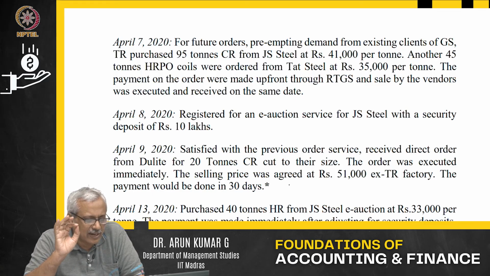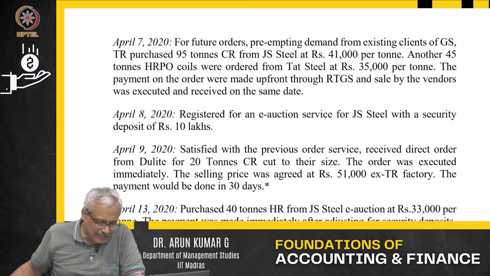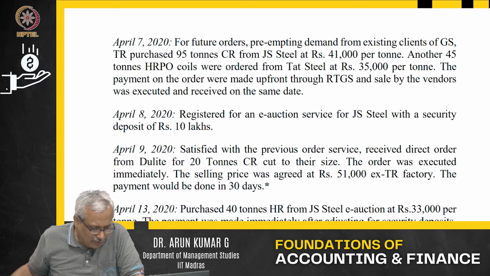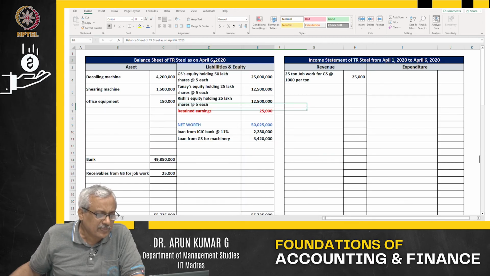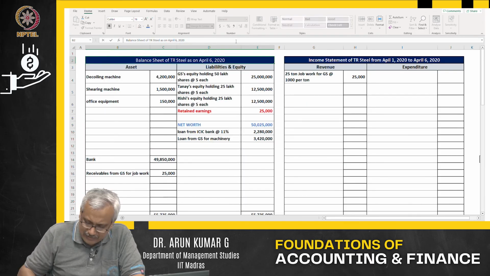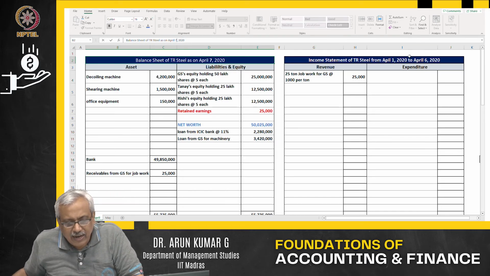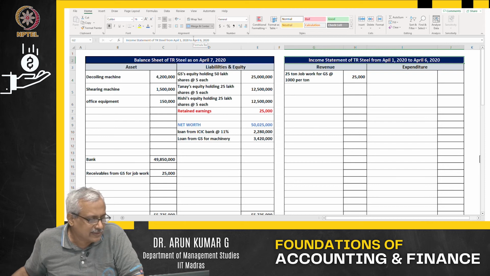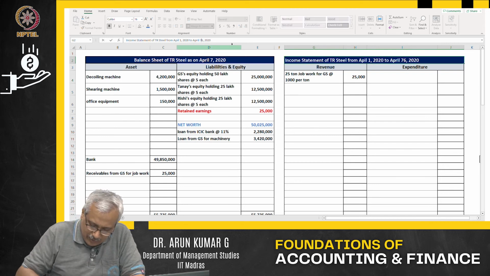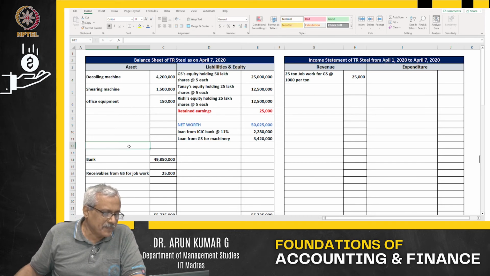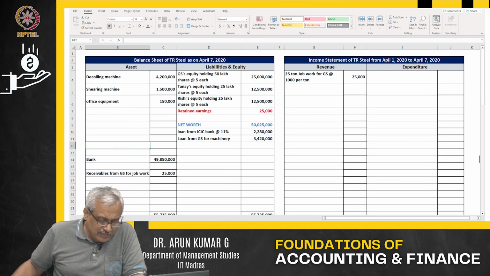95 tons of CR was purchased from JS at 41,000 per ton. You have purchased it. It has landed in your shop floor or godown as of April 7. Let us make it as April 7 out there, and let me make this also as April 7 in this particular case. Beautiful. Now, 41,000 is your purchase.